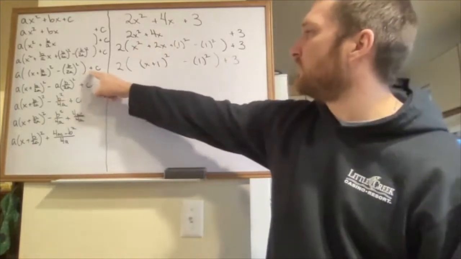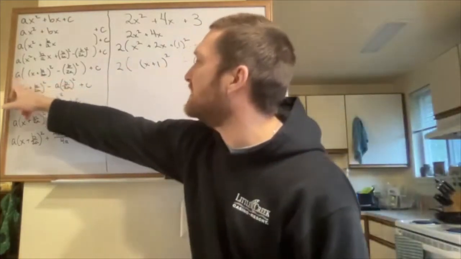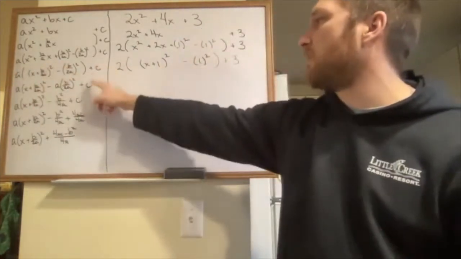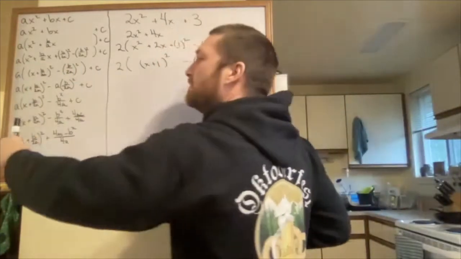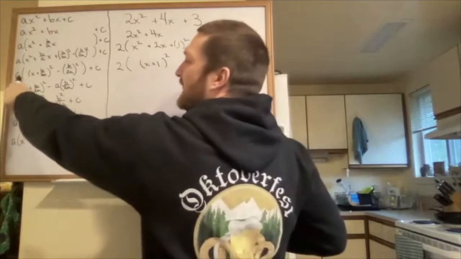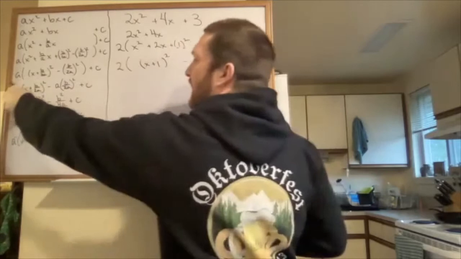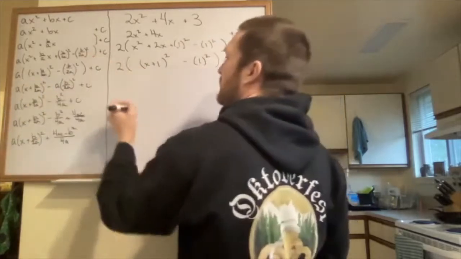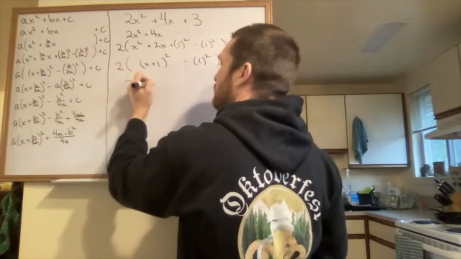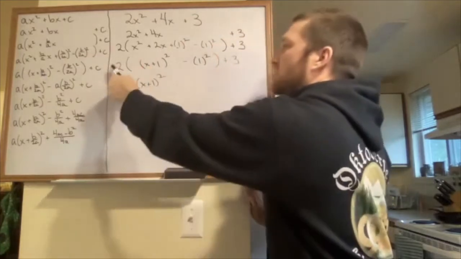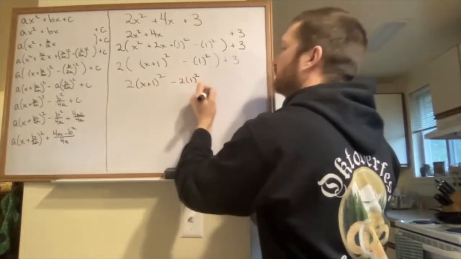Okay, so now we're at this point. What does my next step say to do? Well, it says to distribute this guy back in. That's what changes from there to there. We're taking the A and distributing it back into these two terms right here. So the A comes in, hits there, A comes in and hits there, and this is what it's going to look like. The 2 jumps over and gives me 2 times x plus 1 squared. The 2 jumps over and gives me minus 2 times 1 squared.